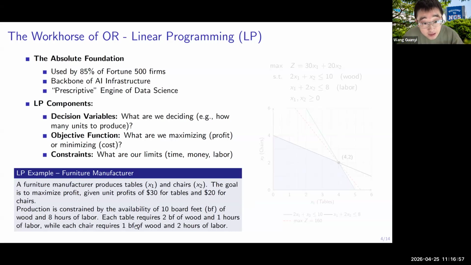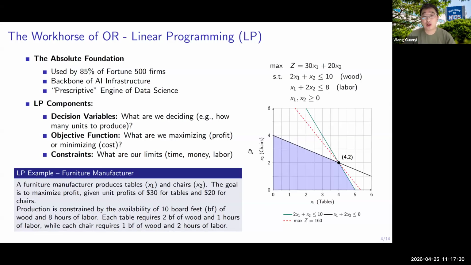And the 8 hours of labor is the second type of resource limitation that we placed on this problem. For each table, it requires 2 units of wood and 1 unit of labor, the second resource. Similarly, the chair requires 1 board foot of wood and 2 hours of labor. So the setting is very straightforward, and I would like to show you what the linear program looks like.